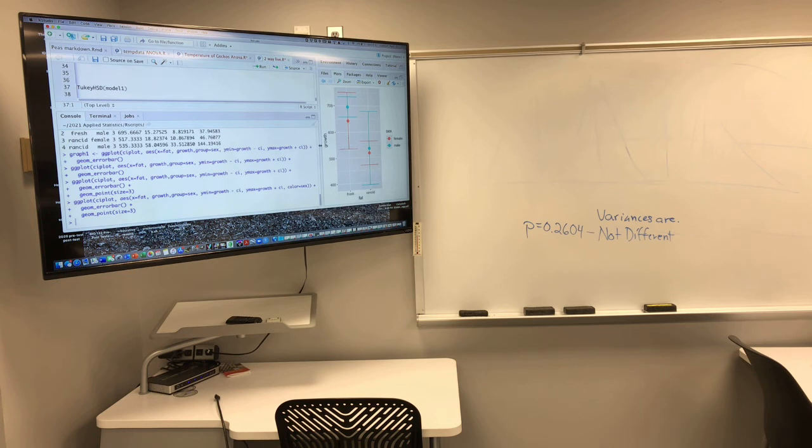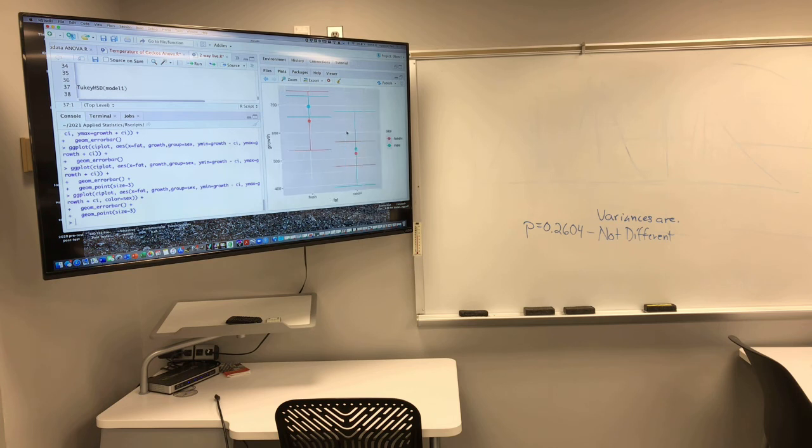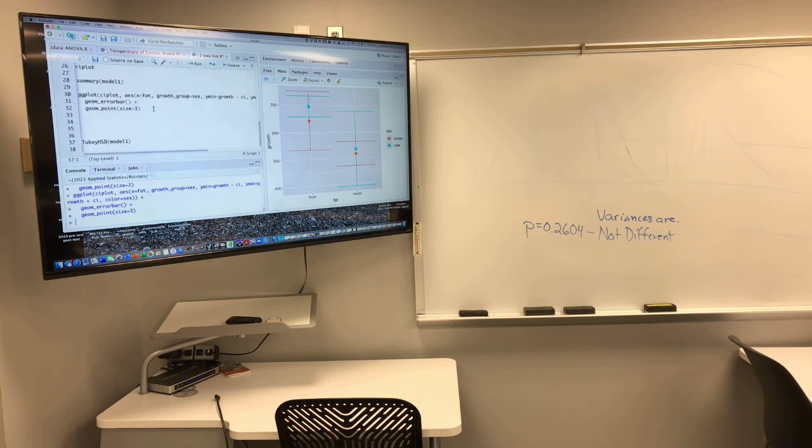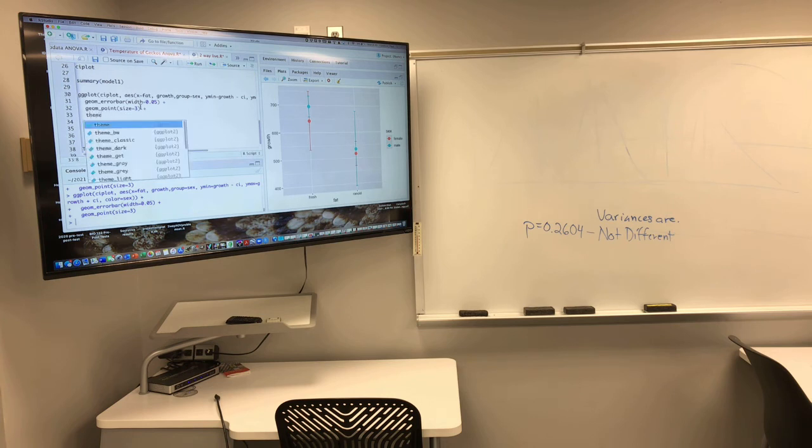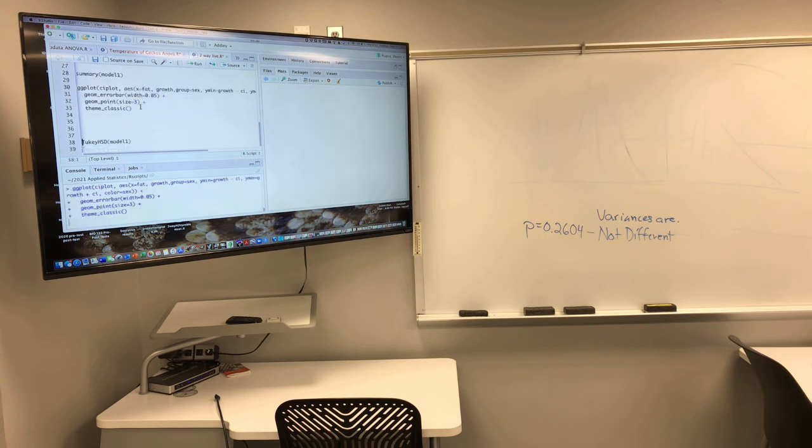But it's not a great looking graph yet, is it? Okay, what would make it better? Okay, make the width of the error bar smaller. Well, that's certainly somewhat nicer. What else could we do? Oh, okay, so we could go theme classic. You're now a fan of theme classic. That gets rid of that gray background. So you have a much cleaner sort of thing.